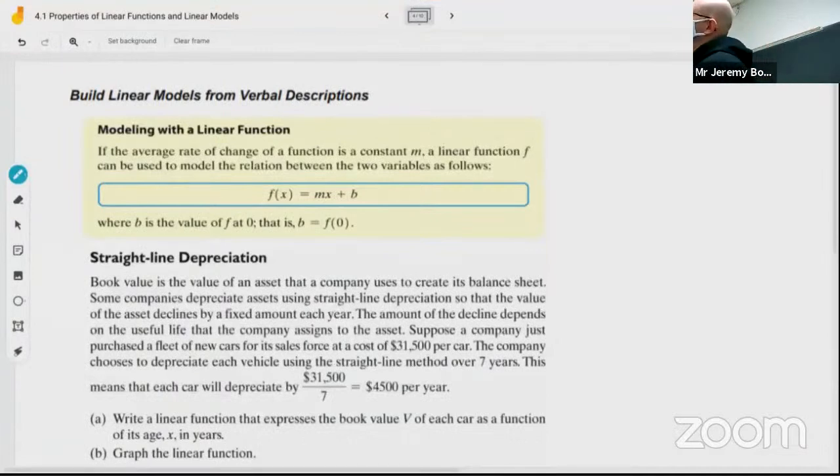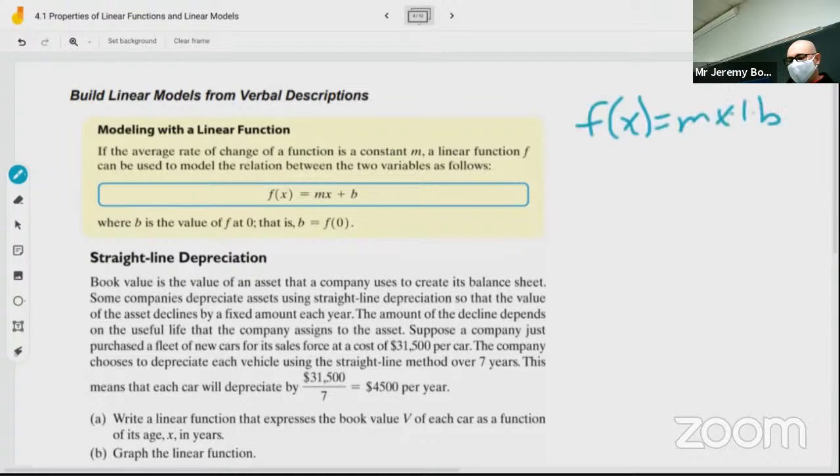We talked about linear functions yesterday. You remember for a set of data points to be considered representable by a linear function, it needs to have constant slope. Remember, the slope wasn't changing between the data points we were looking at. And you remember the form f of x equals mx plus b, where b is your y-intercept.